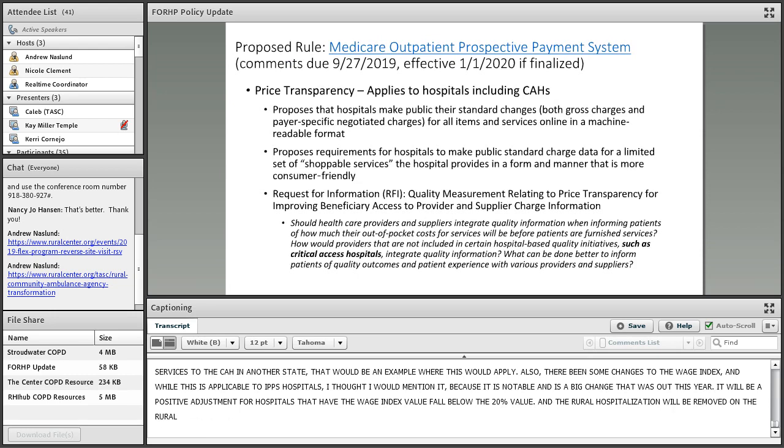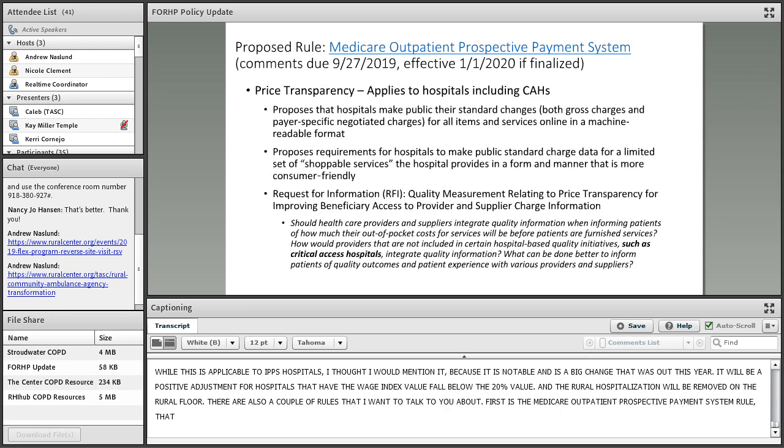There are also a couple of proposed rules I want to talk to you about today. First is the Medicare Outpatient Prospective Payment System rule, and comments are due on September 27th, and this would be effective on January 1st, 2020 if finalized.